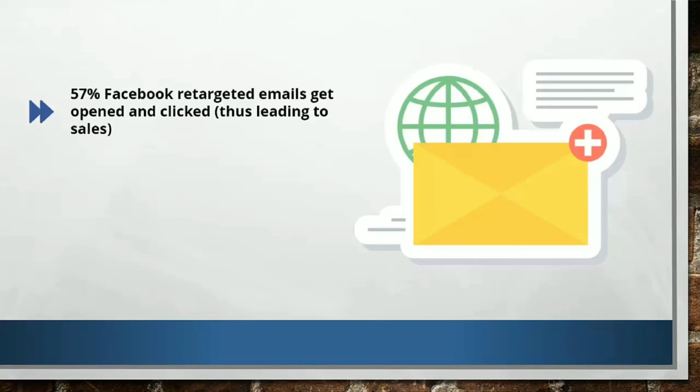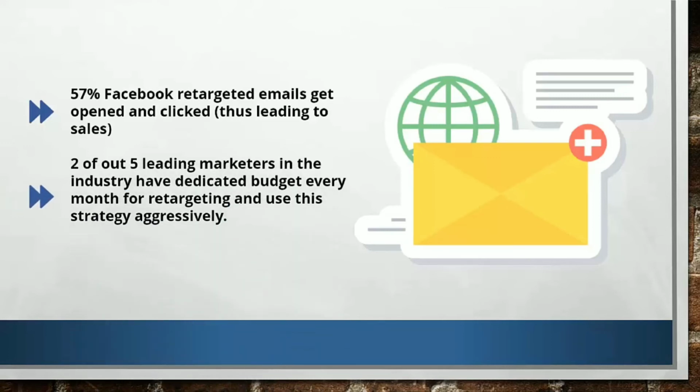Number 5, 2 out of 5 leading marketers in the industry have a dedicated budget every month for retargeting and use this strategy aggressively. I'm talking about elite marketers, so they maybe are the top 1%. These are the people who understand conversions, leads, and sales. They understand the cutting-edge technology, and they have the mechanism or software to analyze their conversions. Without these guys, you cannot start and have this business because you have to grow with the time.